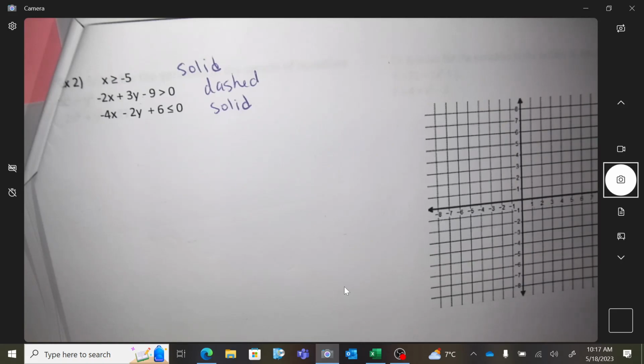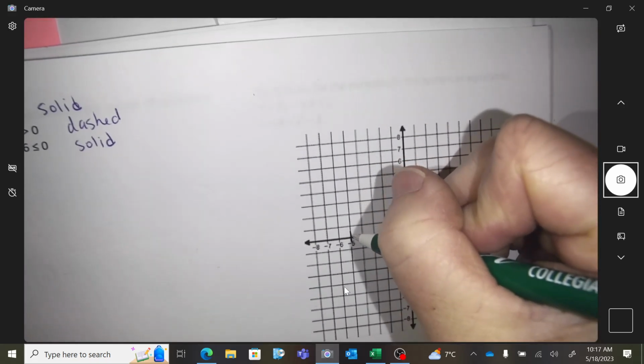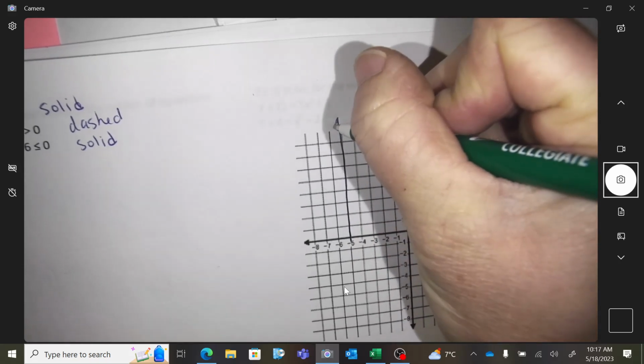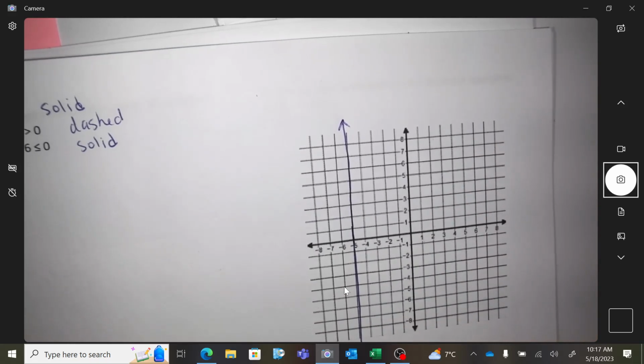Okay, the first line is special. Multiple choice. Is it horizontal or vertical? X equals lines are vertical. So at 5, we're drawing a solid vertical. At negative 5, we're drawing a solid vertical.